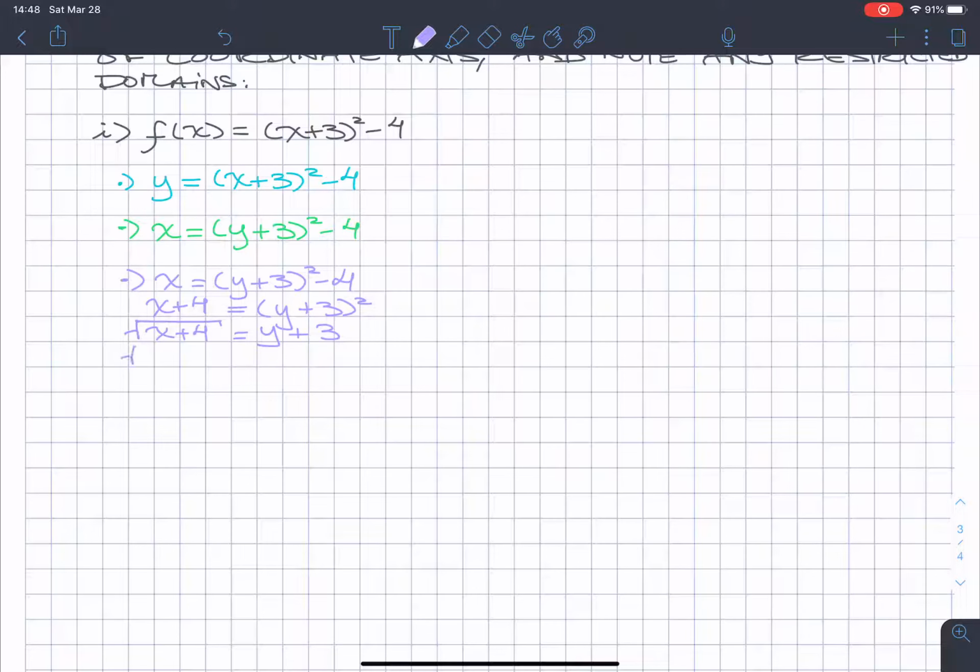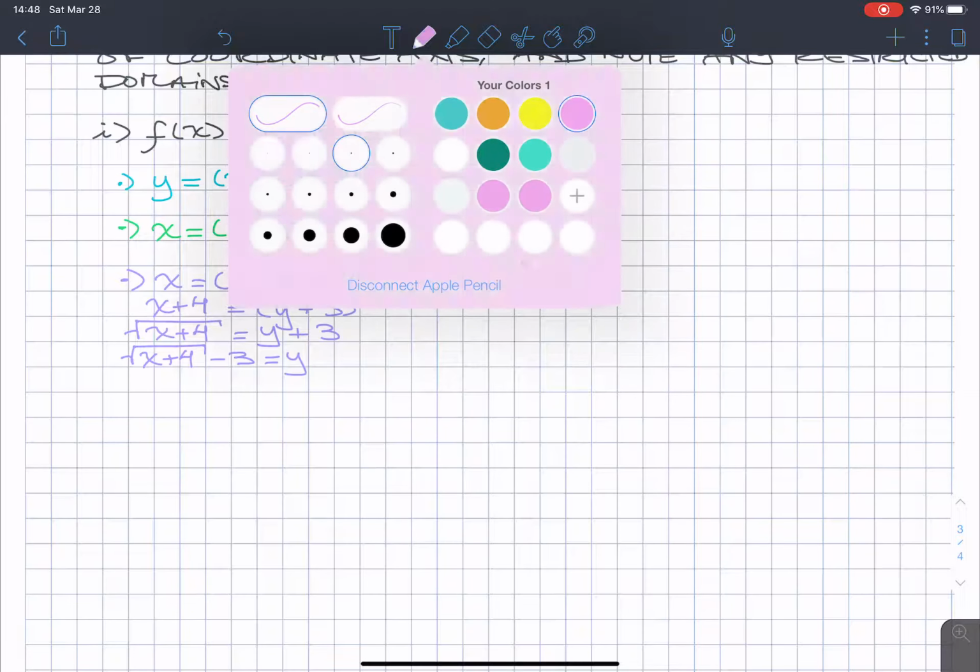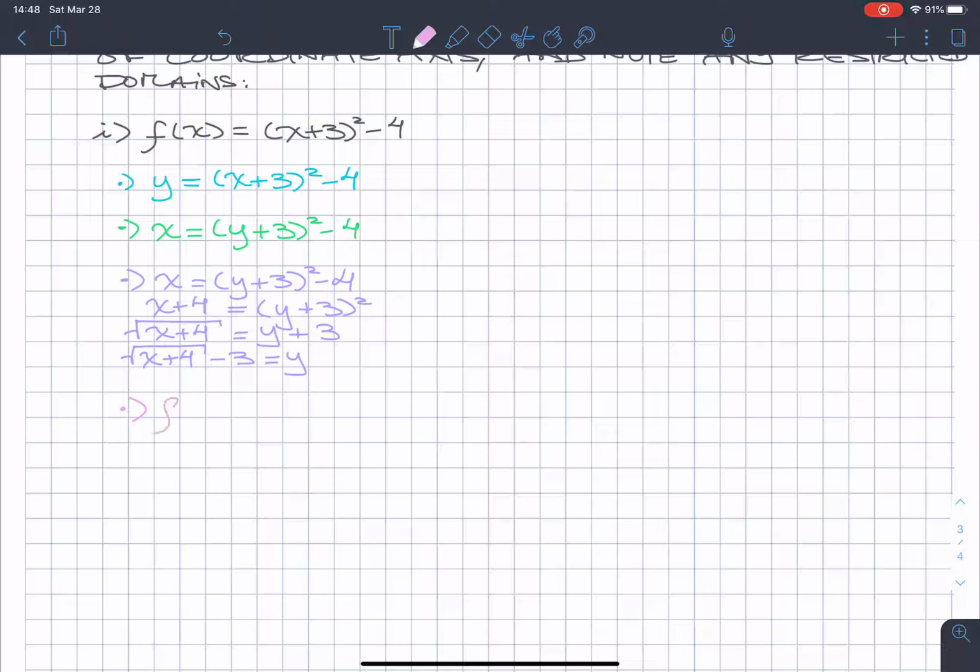Now I can subtract 3 from both sides, so the square root of quantity x plus 4, from which I subtract 3, is equal to y. Now that, for the final step, is my f inverse of x. So f inverse of x is the square root of quantity x plus 4, from which I'm subtracting 3.